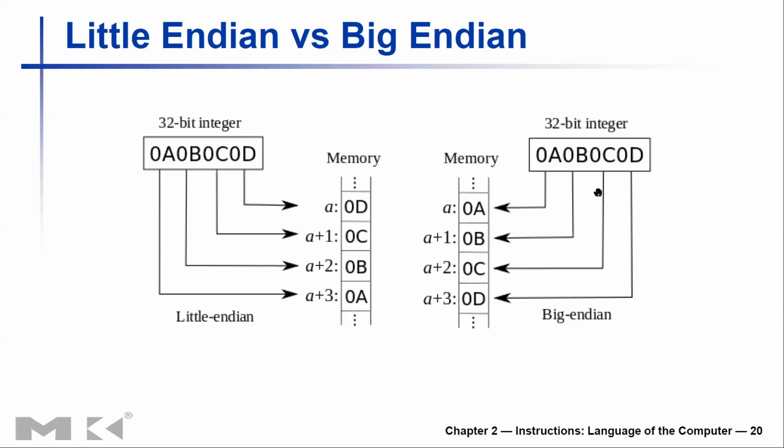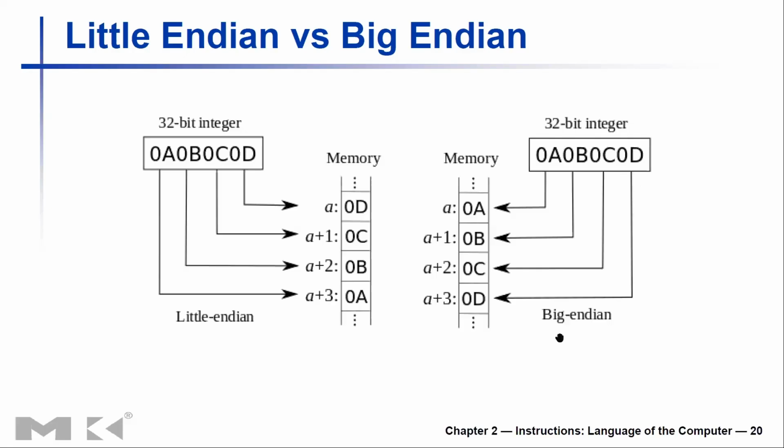If you consider big endian, you are storing the most significant byte. This is the other way around from little endian. 0A is the most significant byte, and you store that at the lowest address, A. Then 0B, the second most significant byte, is stored at A plus 1, and 0C, the next one, is stored at A plus 2. 0D is the least significant byte in this 32-bit word, so the least significant byte is stored at the highest memory address, A plus 3.